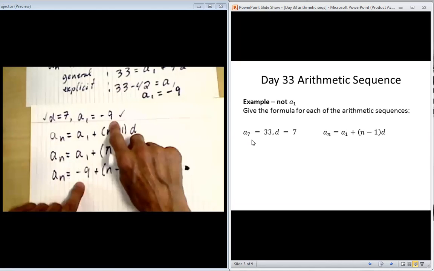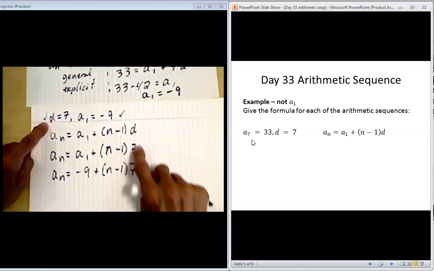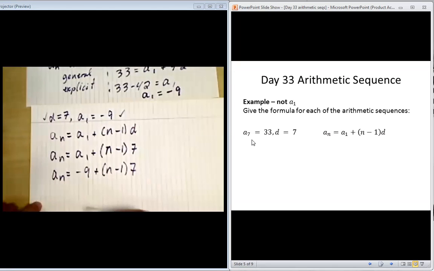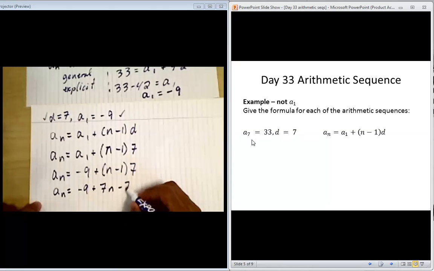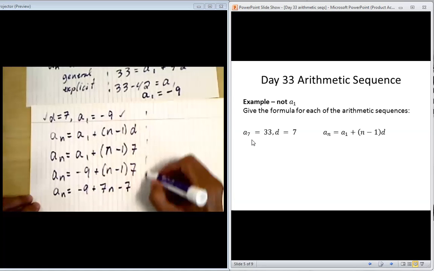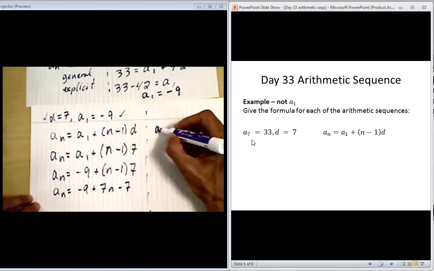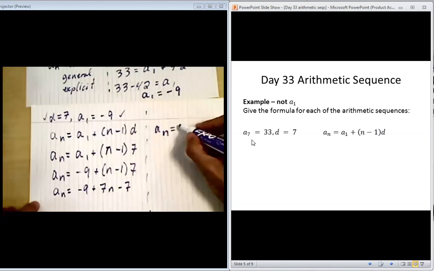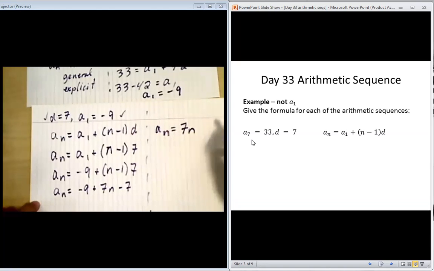A1 is minus 9. D is 7. So we just simplify it. Open the brackets with multiplying. That gives 7n minus 7. And keeping track of this, it will be 7n. And how about the number there at the end?